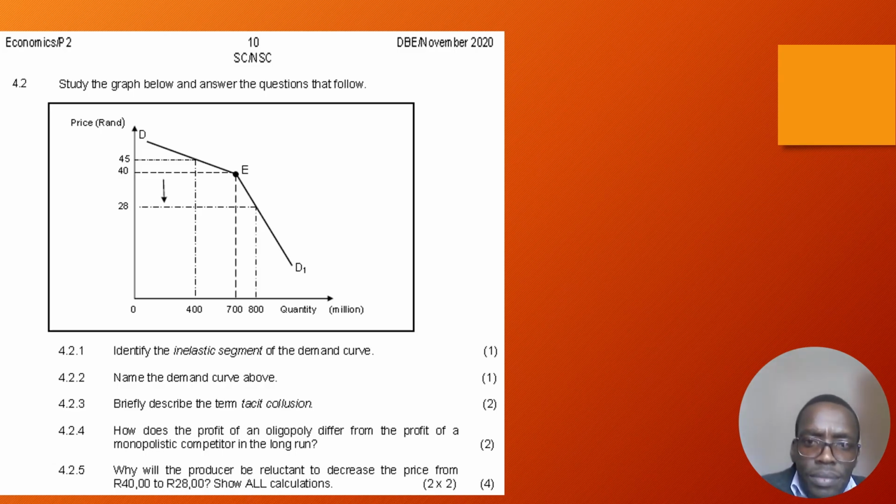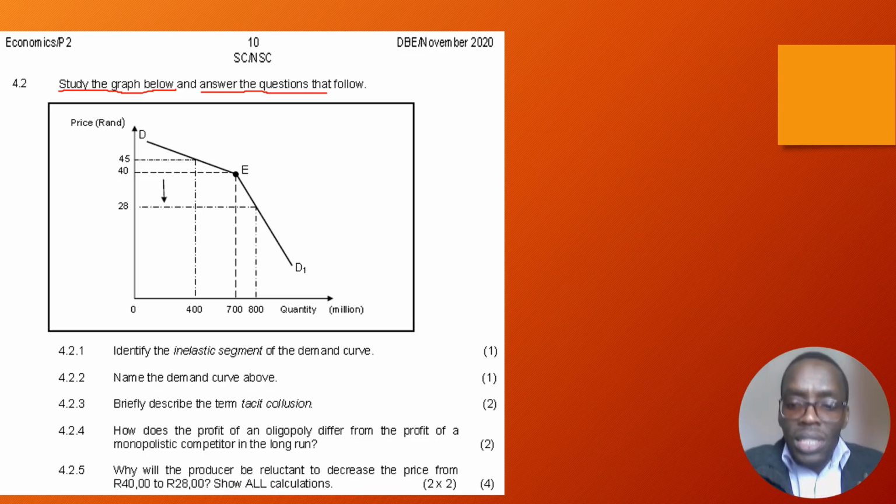Alright, now I want to believe that you found the question quite interesting and you managed to handle it. Now let's go through the question together. The question says, study the graph below, and then after studying the graph, answer the questions that follow. So as always, we start by studying the graph, and when we have finished studying it, we are then going to answer the questions that follow. Okay, so let's just study the graph that we have there.